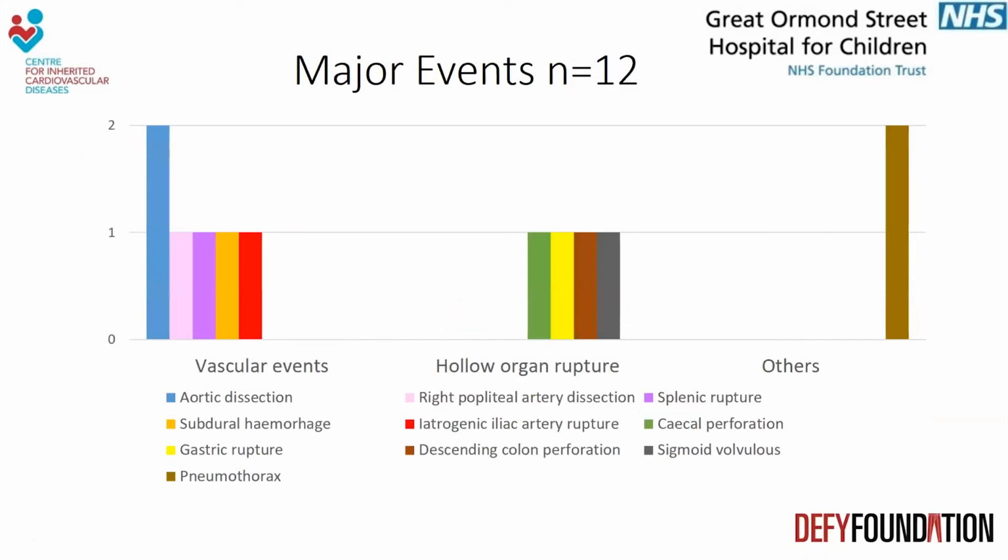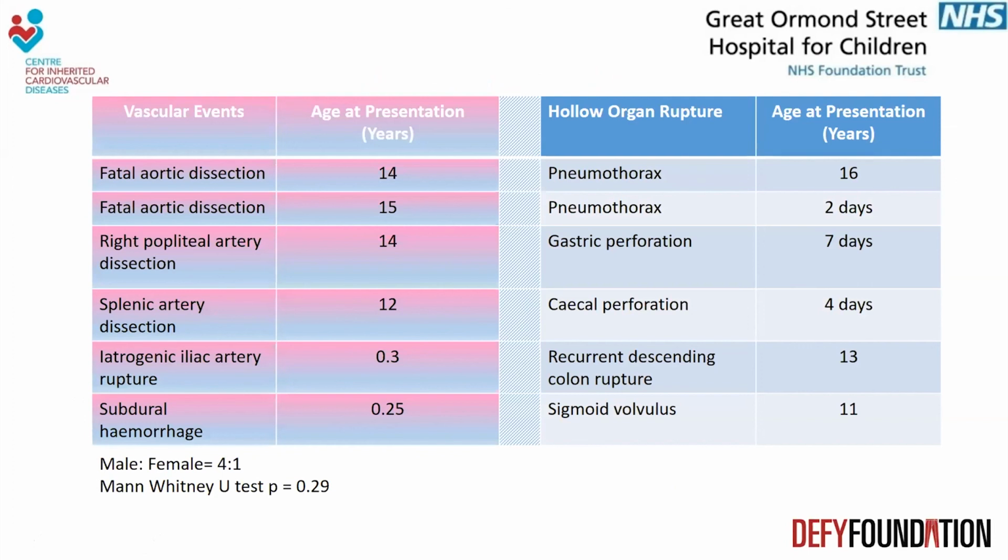This graph shows the different types of major events. Of the 12 patients who presented with major events, half had vascular events, and the other half had hollow organ rupture involving the GI tract and pneumothorax. Of those with vascular events, 2 had fatal aortic dissection presenting at the age of 14 and 15 years old, and both were males. One baby who also has pulmonary atresia and intact ventricular septum had an iatrogenic iliac artery rupture during cardiac intervention, resulting in neurological damage secondary to hypovolemia.